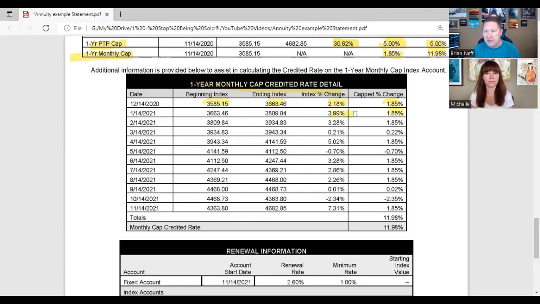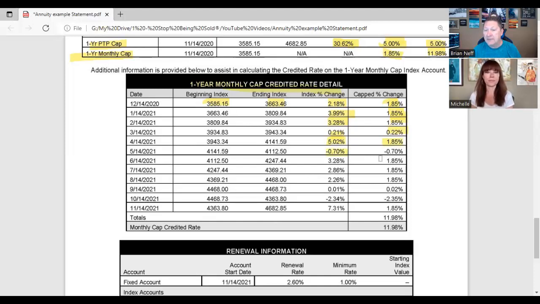Sure. The next month was up 3.9. You still got the cap. 3.2, you got the cap. So you can see that we could have earned a lot more being in the index, but that's the trade-off. Right. 0.21, you got basically the cap. So 5.02 again, 1.85. But look at this.